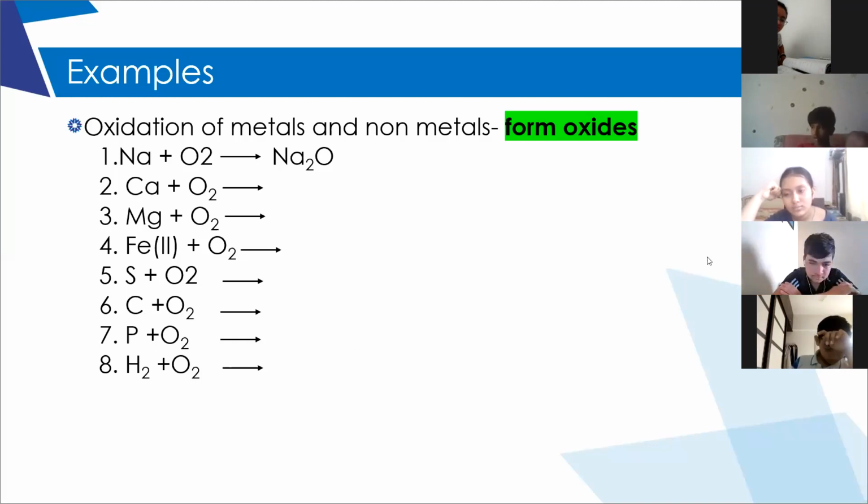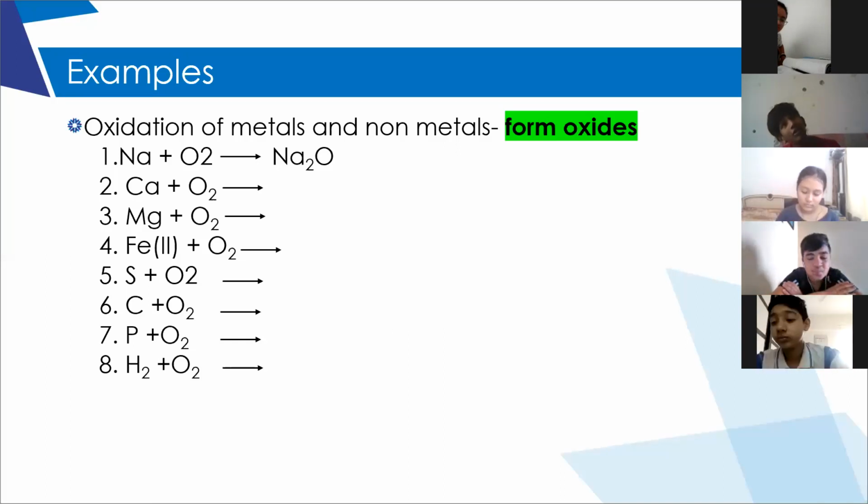Phosphorus plus O2. Yes, Aditya. PO2. What is the valency of phosphorus? 3. P2O3, or it also forms P2O5. Phosphorus trioxide or phosphorus pentoxide.